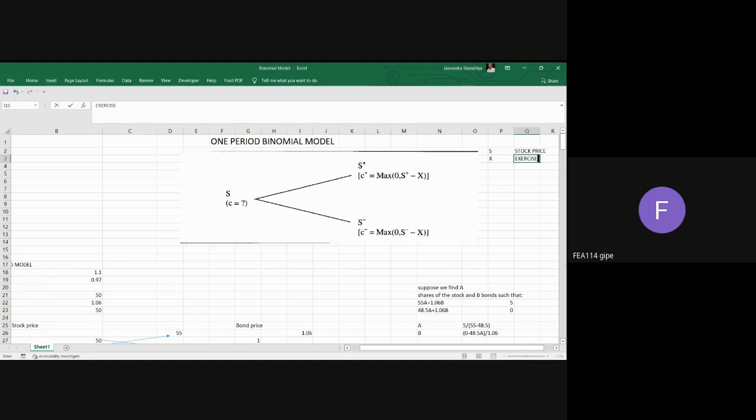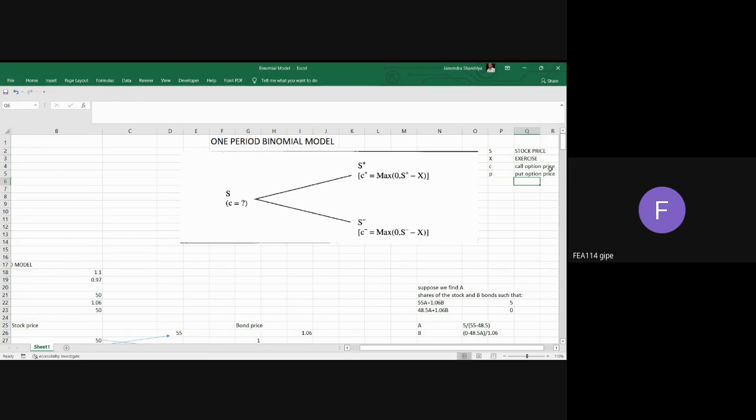X is the exercise price. Small c is the call option price, and small p is the put option price. So this is what we are going to see. If the stock goes to S plus, then C plus will be the maximum of either 0 or S plus minus X. Why?